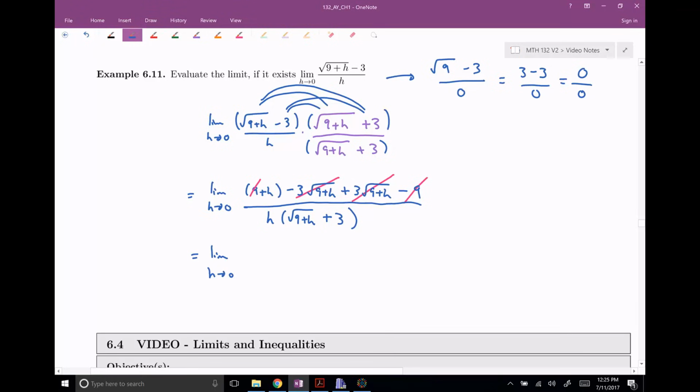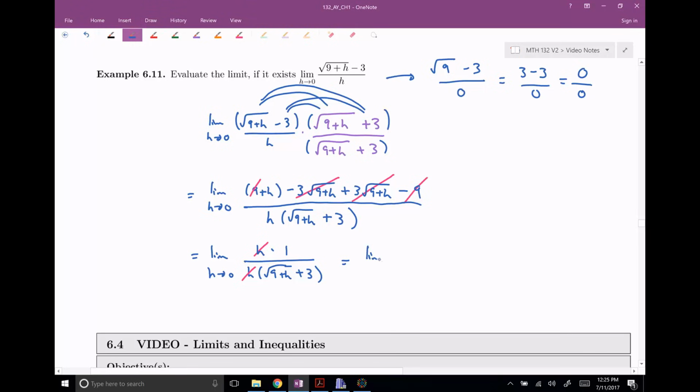So all that's left, right, the 9's canceled out, these negative 3 and positive 3 roots canceled out. All that's left on top is the h. And then in the bottom we have this h times root 9 plus h plus 3. And so now it's clear that there's the h on top and the h on bottom, and those cancel out. And so that was kind of the problem, right? This was the 0 bit. When you plugged in 0 for h, that's what gave us the 0 over 0.